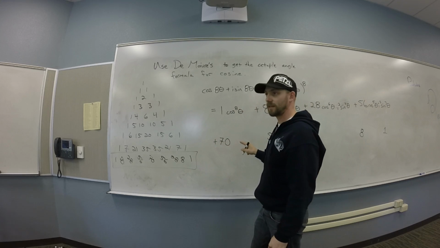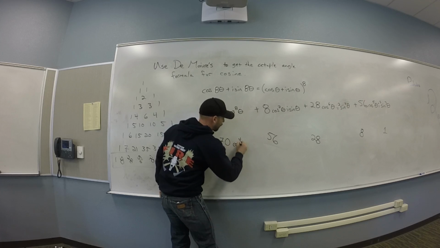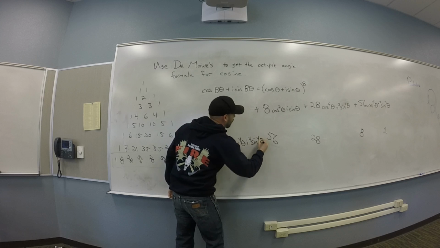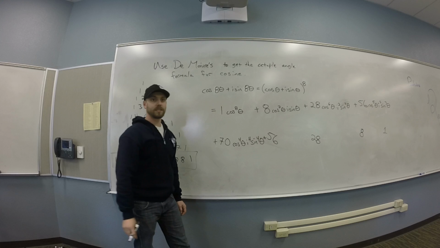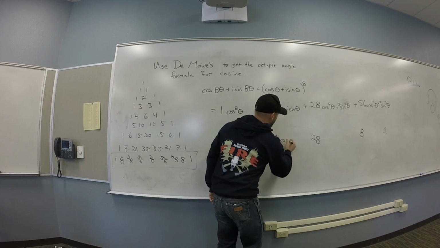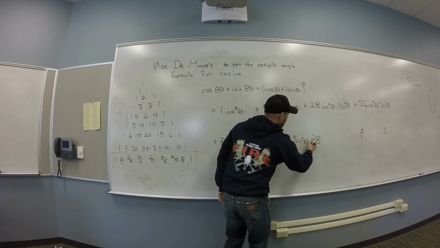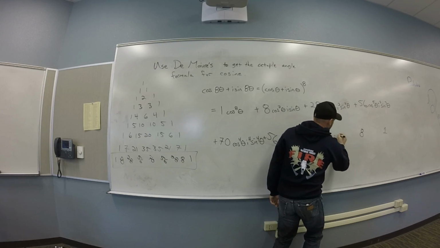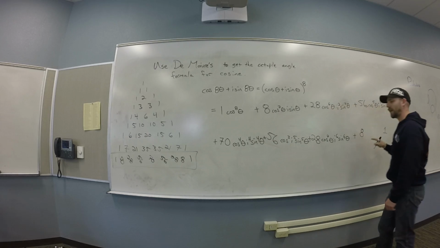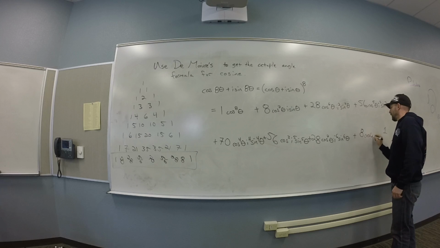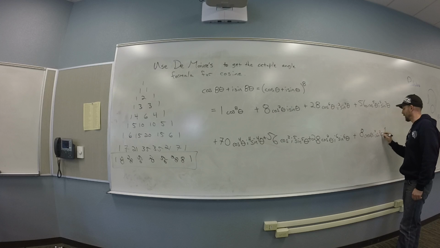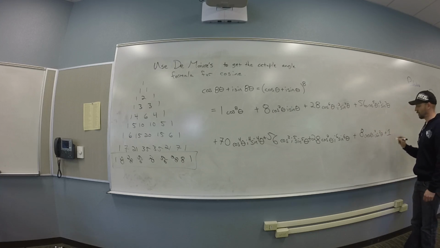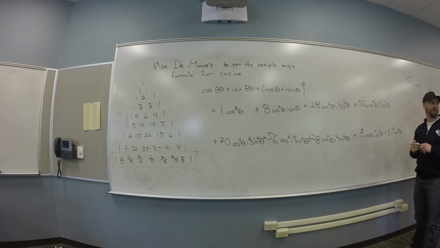And I have plus 70 cosine to the 4th of theta, I to the 4th, sine to the 4th theta, plus 56 times cosine cubed, I to the 5th, sine to the 5th theta, plus 28 cosine squared theta times I to the 6th, sine to the 6th theta, plus 8 cosine theta, I to the 7th, sine to the 7th of theta, plus 1 times I to the 8th, sine to the 8th theta. Okay, that's a lot.